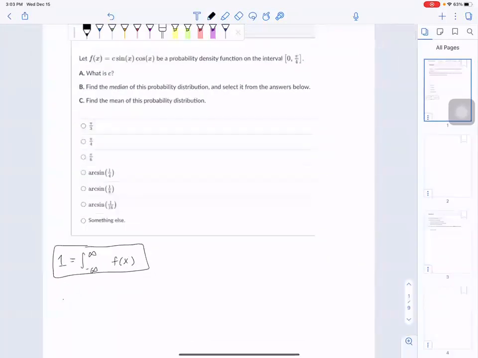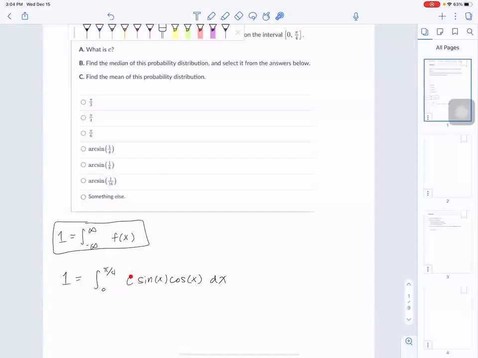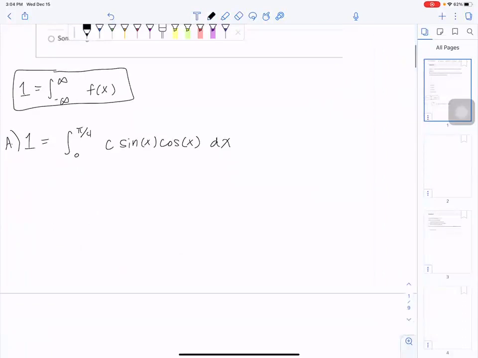So right now, our goal is that we want 1 to equal the integral from 0 to pi over 4 of the function they gave us. So c sine x cosine x dx. This is what we want, and we want to find c. So part A was asking for what is c? Okay, so you look at this integral and you see there's two parts. There's a sine x and a cosine x. That means you can't just take the integral easily, because it's not just that the integral of sine x cosine x is cosine x or something. You have to use different techniques.